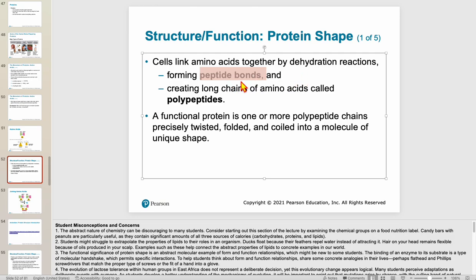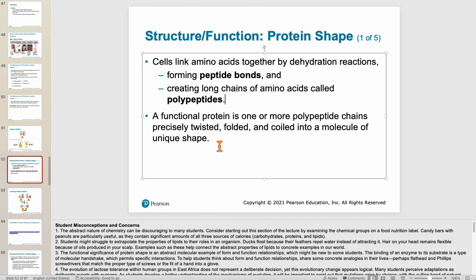A peptide bond. And when you form a polymer, the special name for a polymer of amino acids, it's called polypeptides. So when I have a big protein, that big protein actually came from different polypeptides. So different amino acids put together, and when you form a peptide bond, and you have long chains of those, we get a polypeptide.